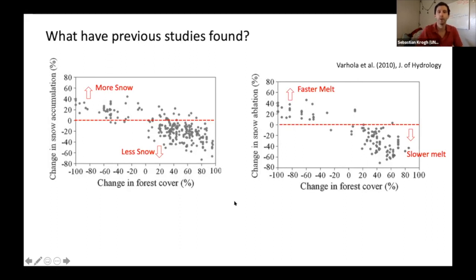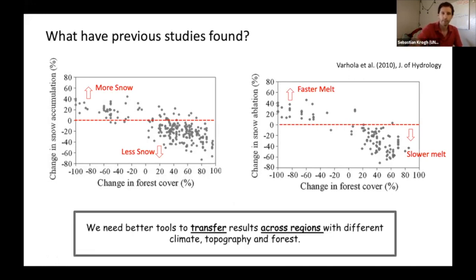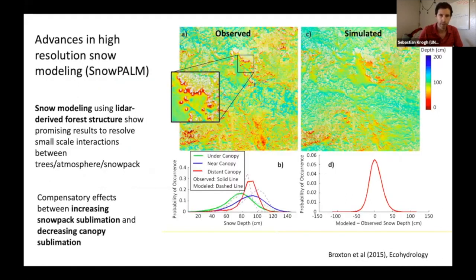So there is a lot of regional, climatic, topographic, and forest structure patterns that are really important, that basically give you this sort of variability. So basically the message is that we need better tools to transfer these kind of results across regions with different climate, topography, and forest structure. Now, like I was saying, in the last few years, there's been significant advances in how we can simulate these small scale processes in forest catchments.